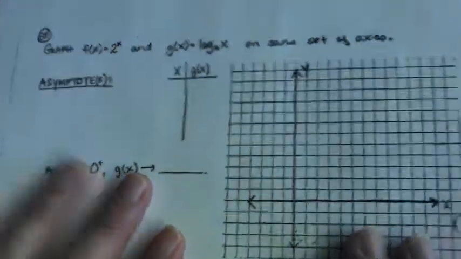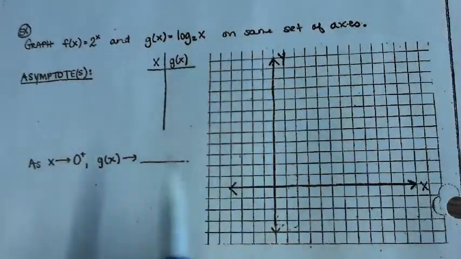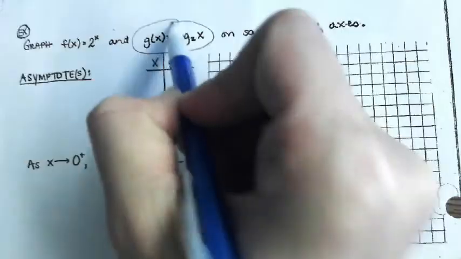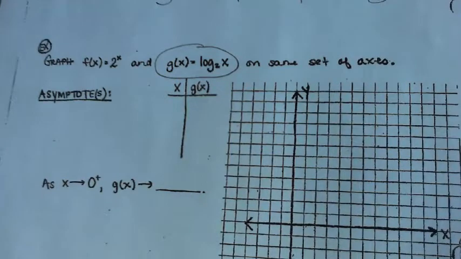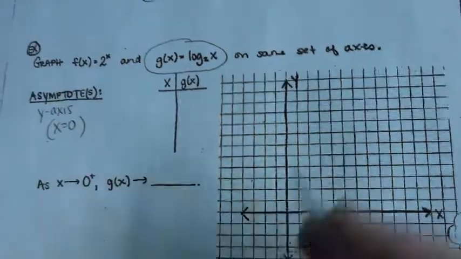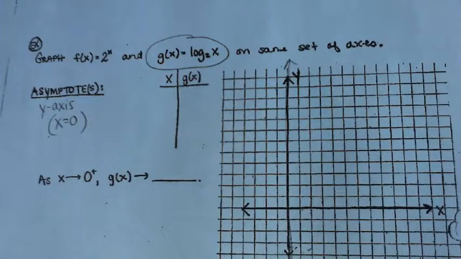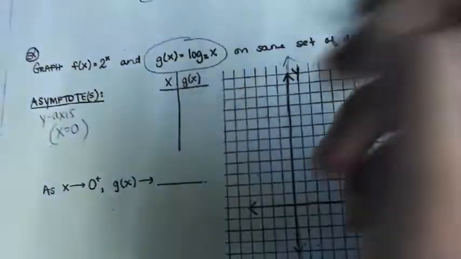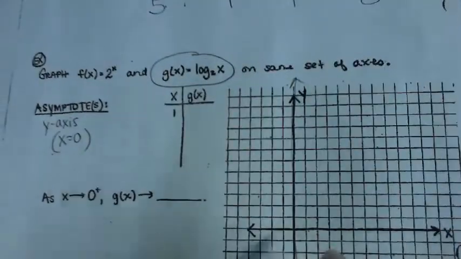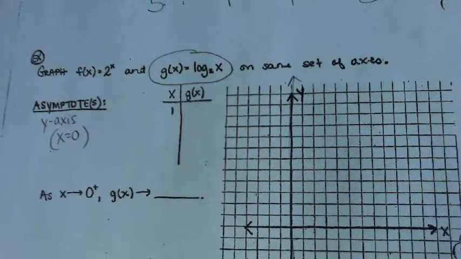All right. So here we're actually going to graph an exponential function and a log function and inverses on the same set of axes. Maybe I'll hold off on the exponential. I'm just going to graph this. So my asymptote, as always, is the y-axis, x equals 0. And I can't have an x of 0. So if I have an x of 1, 2 to what power gives me an x of 1?